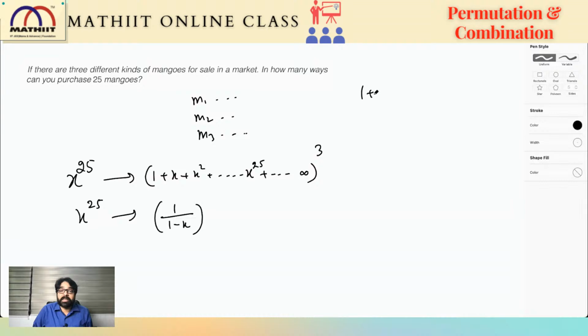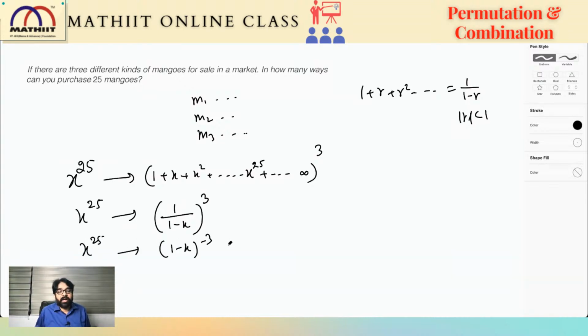Remember all of you, 1 plus r plus r square, so on till infinity will be equal to 1 by 1 minus r. Yes, you can give me one excuse that r should be less than 1. Yes, it will be. I did not tell you what the x value is. X is such a variable which is less than 1, because we have to just check a coefficient, nothing else. So x power 25 in (1 minus x) power minus 3, and that will be equal to the same thing, 27 C2.